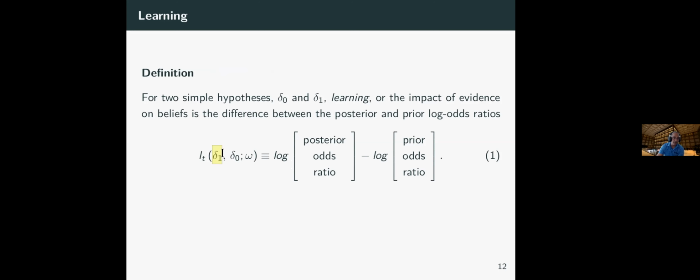Learning for hypothesis 1, hypothesis 0, with some learning rule omega, is going to be the difference between the log posterior odds and log prior odds. And this functional form, Good is a kind of a Bayesian epistemologist. He calls this the weight of the evidence in favor of delta 1 relative to delta 0. So under Bayesian learning, under Bayesian beliefs, this definition of learning is literally just the log odds ratio, the log likelihood ratio.